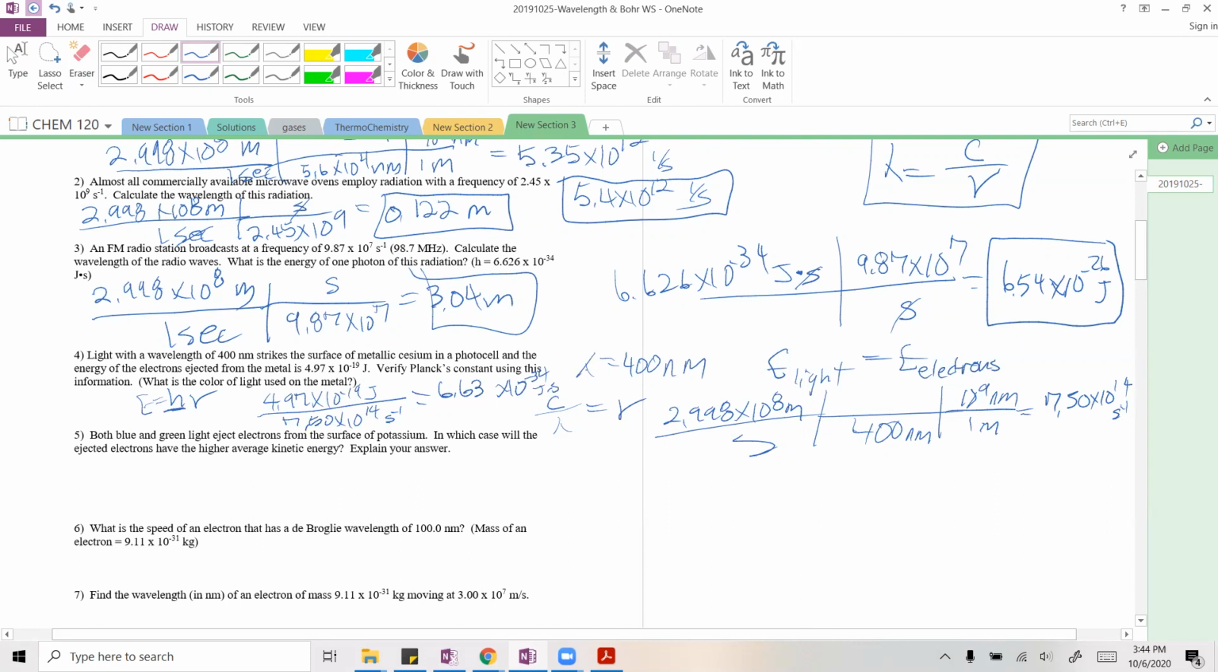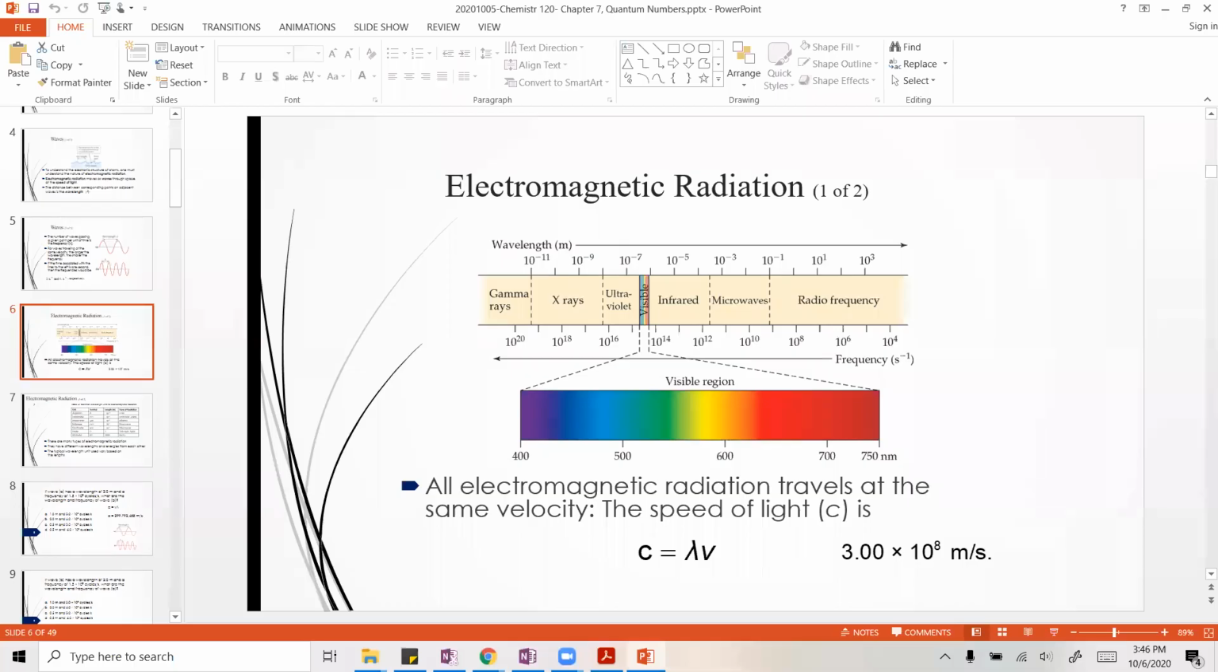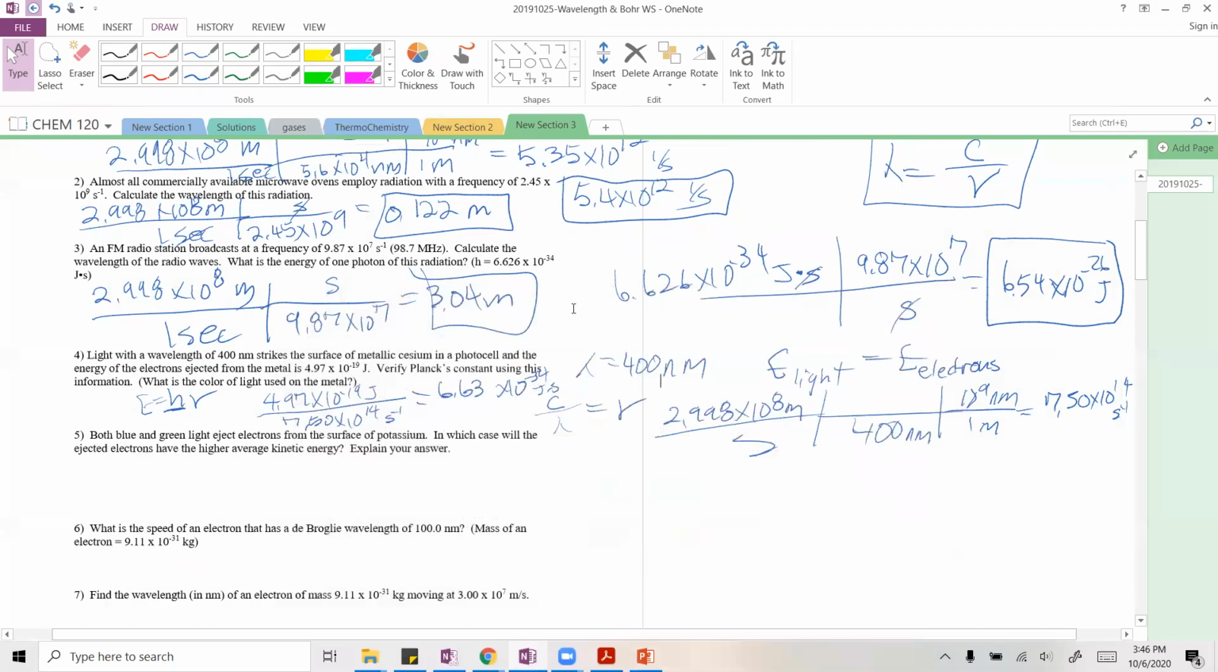Now it also asks us what is the color of the light used on that metal. And so in order for us to do that, we have to first pull up the range of our visible spectrum with its wavelength. So here's our chart with our visible range in there. And so our 400 nanometers would give us light that's right there in that violet range. Very good.